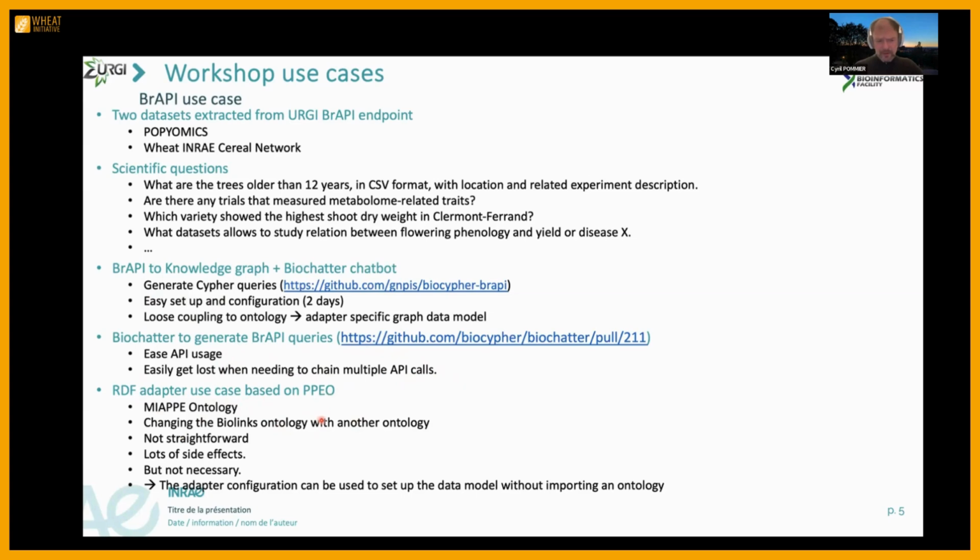It was really not straightforward. It generated a lot of side effects. We didn't really succeed during the workshop. And after a couple of days of trying, especially with the Portuguese team, I've got the feeling that this is not necessarily a necessity. It's a lot of work with little gain from the BioCipher, BioChatter building point of view. To be able to correctly tune the chatbot effect, how it works, the adapter-specific graph data model is much more convenient.